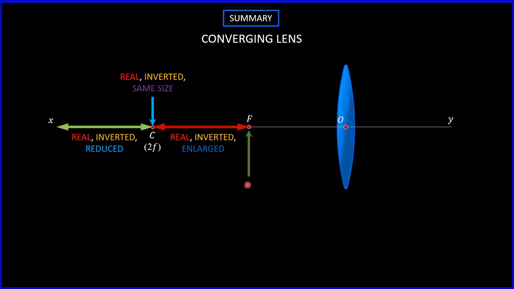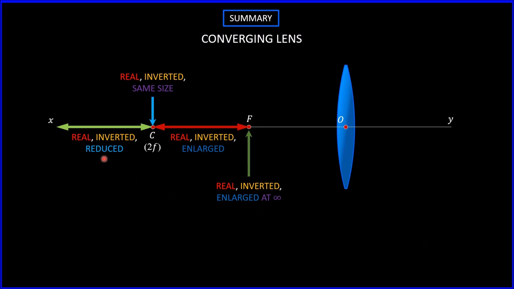If we place the object at the point F, the converging lens produces an image that is real, inverted, enlarged, at infinity. Real: the image is in the back of the lens. The distance from the image to the lens is greater than zero. Inverted: the object and the image are in opposite directions. Enlarged: the image is bigger than the object. At infinity, the image is produced at infinity in the back of the lens.